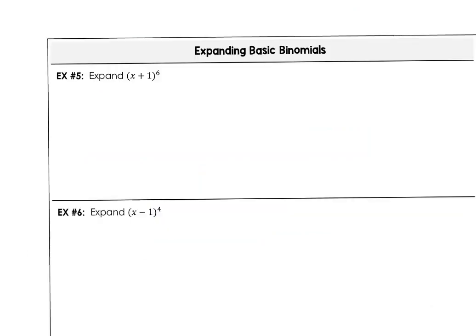In example 5, let's think about what happens when our B term is a 1. We know if B is a 1, 1 to the 0 or 1 to the 6th will always be a 1. So our coefficients on row 6, if we go back and check the coefficients on row 6, they're going to be 1, 6, 15, 20, 15, 6, and 1.